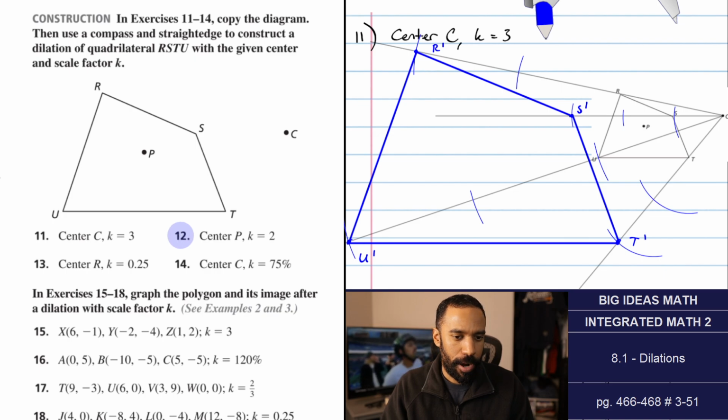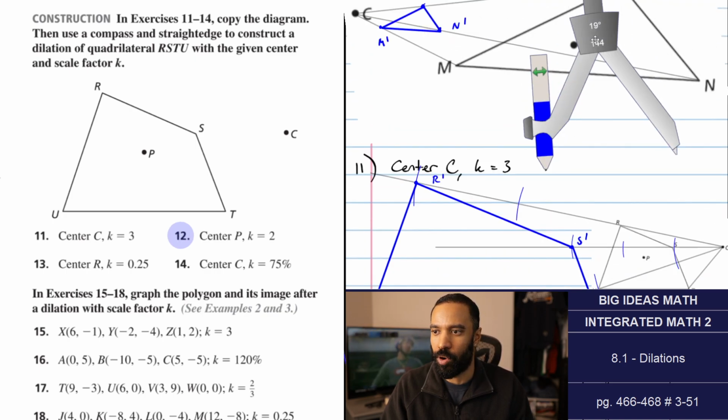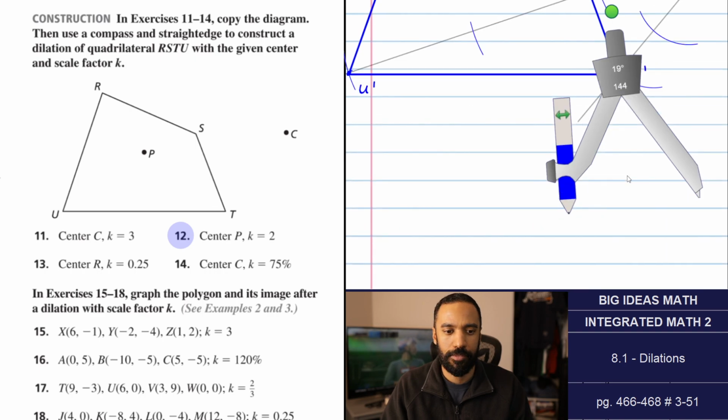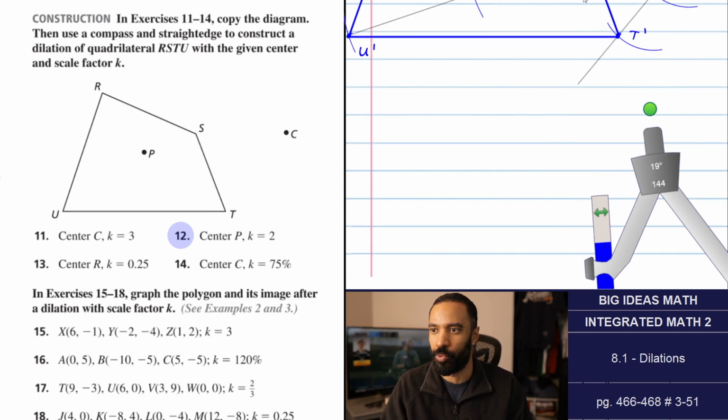Number 12, probably a little better off from the inside, growing out twice as far. Center P and K equals 2. Number 12.